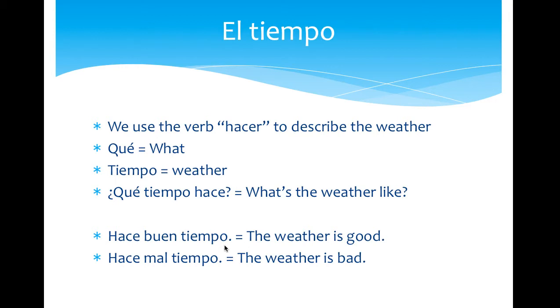We can answer this in the following ways. Hace buen tiempo, the weather is good. Hace mal tiempo, the weather is bad. There are a few other ways to describe this, and on page 19, the book will give you a little better explanation, such as saying it's sunny, hace sol, or it's raining, llueve, or está lloviendo. By studying the book and this tutorial, I think you'll have a very good idea of how to briefly talk about the weather.